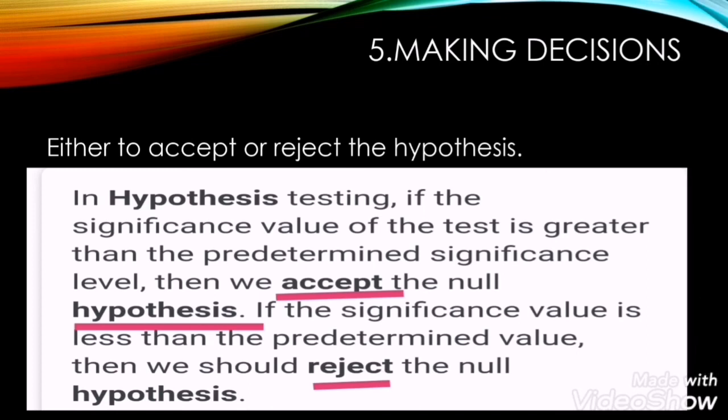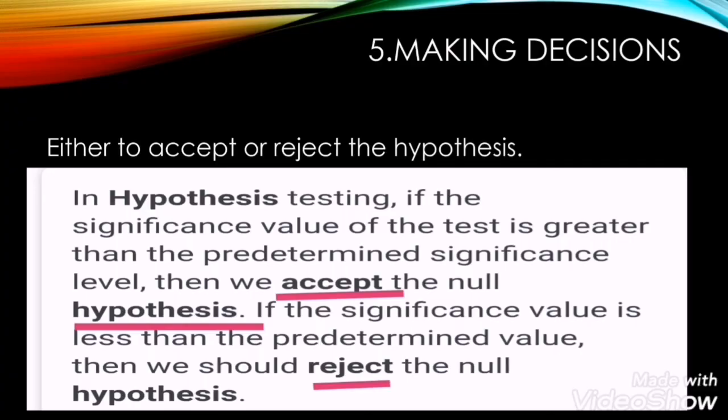Finally, as a fifth step, we may draw statistical conclusions and take decisions. A statistical conclusion or statistical decision is a decision either to reject or to accept the null hypothesis. The decision will depend upon whether the computed value of the test criterion falls in the region of rejection or the region of acceptance.